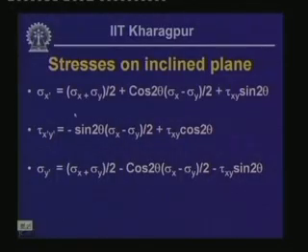And sigma x dashed is given in terms of sigma x, sigma y and tau x y as sigma x plus sigma y by 2 plus sigma x minus sigma y by 2 cos 2 theta plus tau x y sin 2 theta, the normal stress on that x dashed plane, and tau x dashed y dashed, the shearing stress on that particular plane, is equal to minus sigma x minus sigma y by 2 sin 2 theta plus tau x y cos 2 theta, and also the normal stress in the perpendicular plane to x dash can be written as sigma x plus sigma y by 2 minus sigma x minus sigma y by 2 cos 2 theta minus tau x y sin 2 theta, and eventually we had seen that sigma x dashed plus sigma y dashed is equal to sigma x plus sigma y, which gives us the first stress invariant.